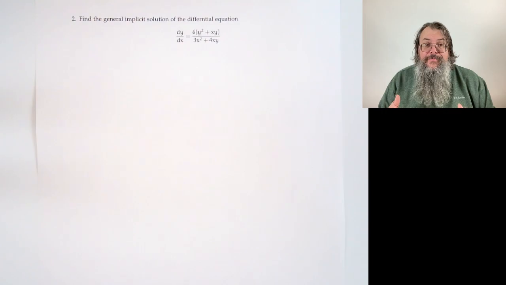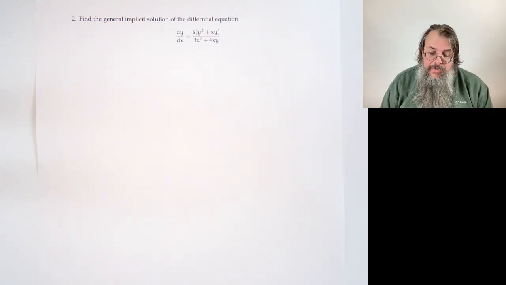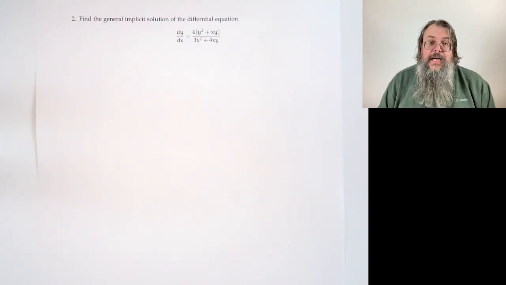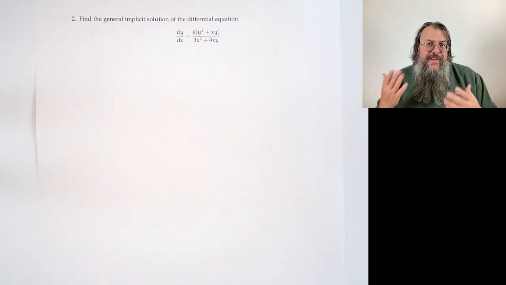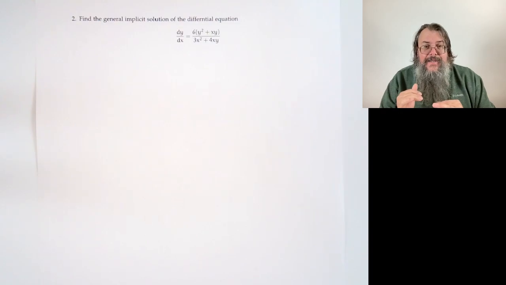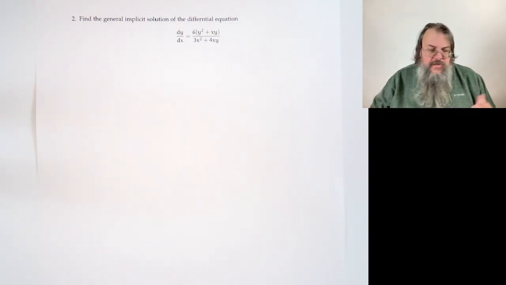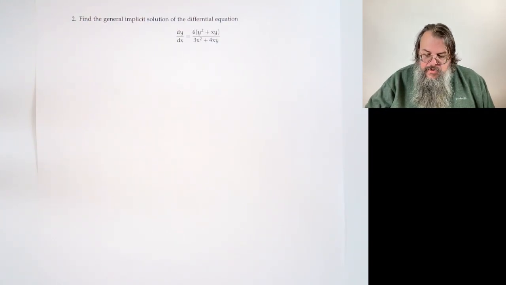The second problem. Find the general implicit solution of the differential equation dy/dx equals (6y squared plus xy) divided by (3x squared plus 4xy). And now we look at this and say, now, sometimes when you see implicit, that can be a clue that it might be exact. And let's actually go ahead and try that out, right? I mean, it doesn't hurt to try.